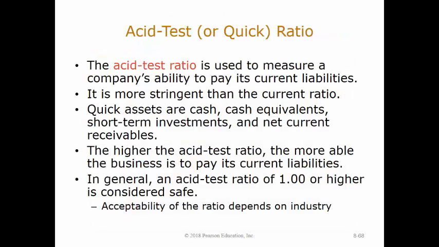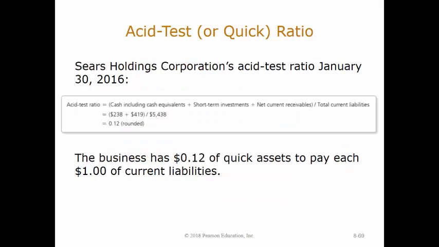The acid test ratio is the ratio of the sum of cash, cash equivalents, short-term investments, and net current receivables to total current liabilities. This ratio tells whether the entity could pay all its current liabilities if they came due immediately. The result is a ratio that gives us an idea of whether the company currently has sufficient liquid assets to cover current liabilities. Sears Holdings Corporation's acid test ratio, January 30th, 2016, equals 0.12. This indicates that it has 12 cents of quick assets to pay each $1 of current liabilities.